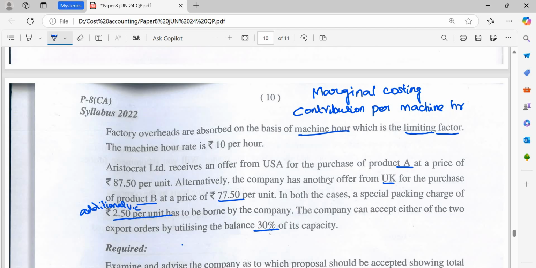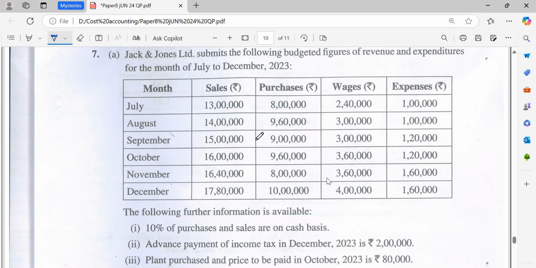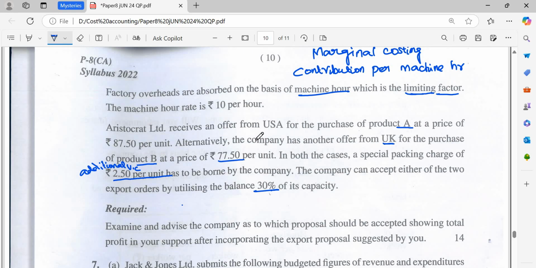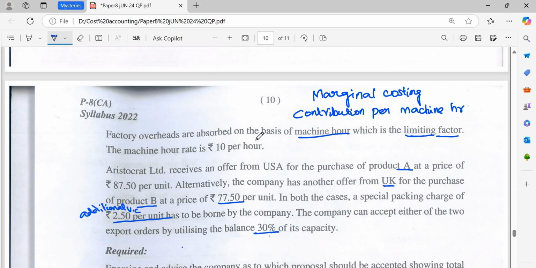So here we need to advise the company which proposal should be accepted, showing total profit after incorporating the export proposal suggested by you. So if I'm suggesting USA, I want to calculate how much is my total profit after accepting USA. I want to calculate that as well. Okay. So here I already told, based on machine hours only the entire problem is going to be solved.